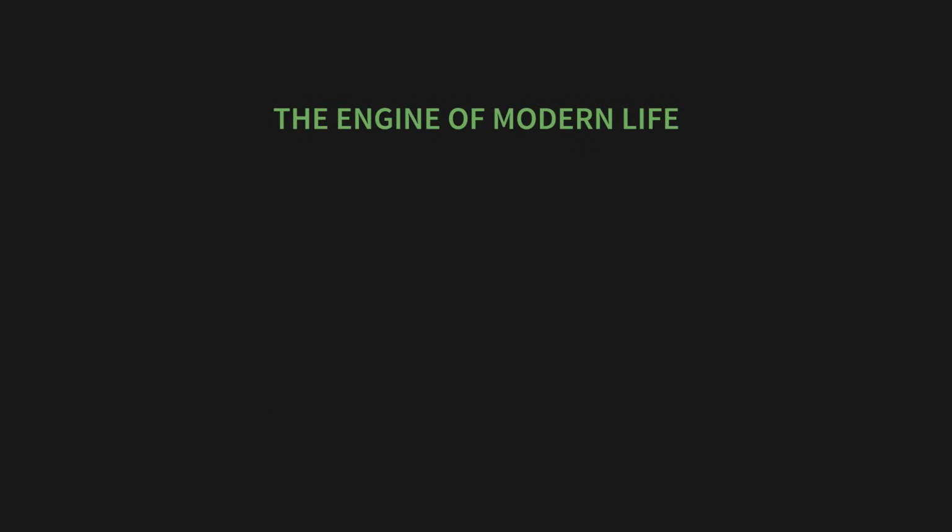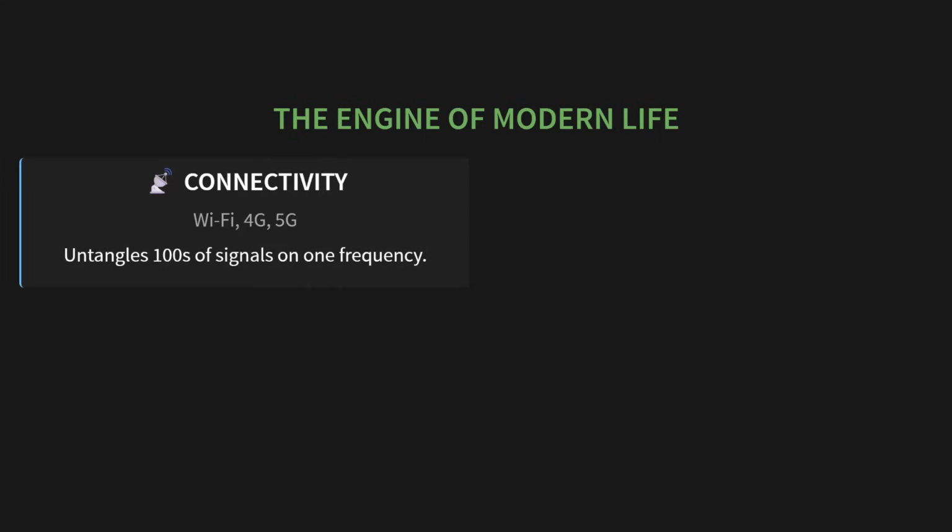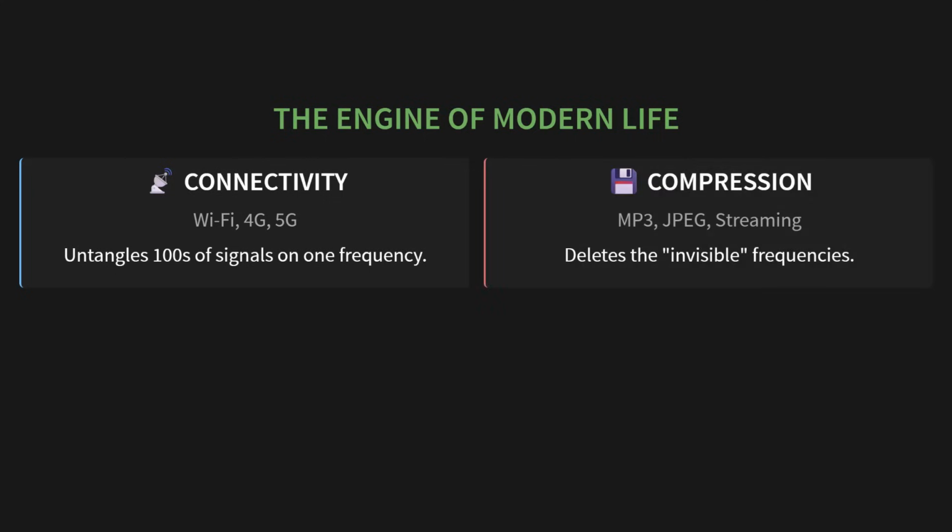But here's the billion-dollar question. Why is this algorithm the engine of modern life? This speed is the engine behind everything. Let's talk connectivity. Your Wi-Fi, your 4G, your 5G connection? It uses the FFT to untangle hundreds of signals all sent over the same frequency. It's magic.